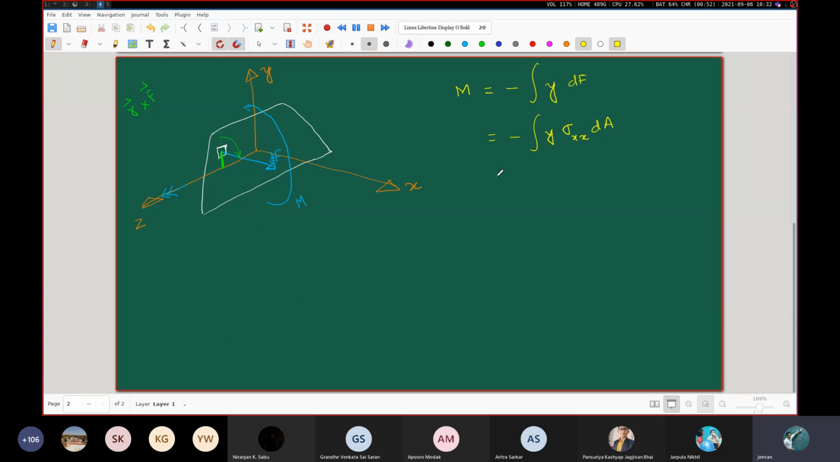This is the story. And now you see that earlier I was desiring to have some kind of a connection between the moment and the stress, and here I have it. I have some other things associated with it, but all in all, I do have M written as a function of one of the stress components. Okay, so this is the thing. But the story is not yet complete. It is far from complete.